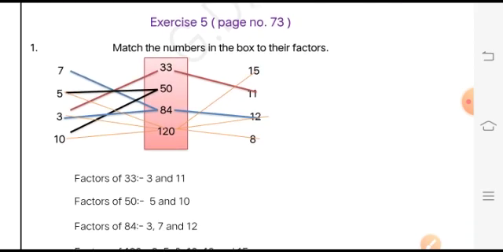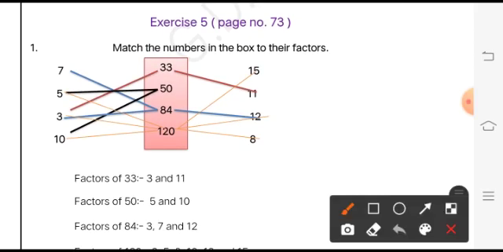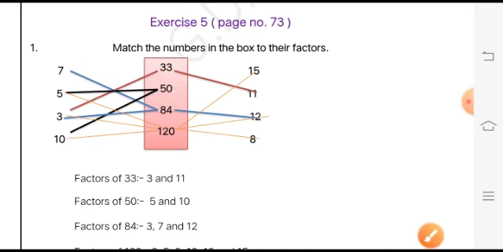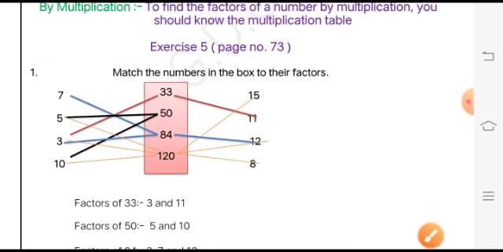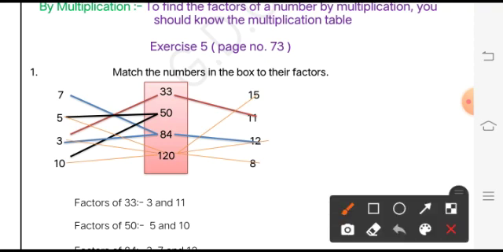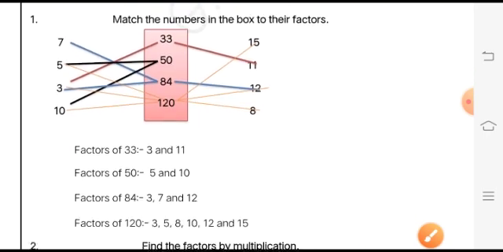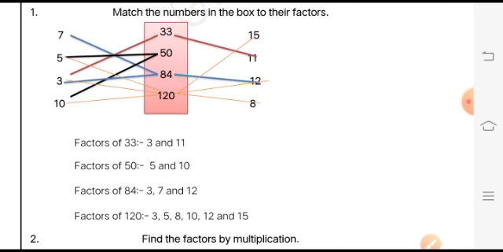Here numbers have been given in the box and there are other numbers arranged in the columns, and we have to look for the factors of each of these numbers. As you can see, the first number is 33. We will look for the factors of 33 in the first column, and you can see here only 3 is such a number which divides 33 exactly, so we match it with 3. Similarly, in this column only 11 is such a number, so we match it with this.